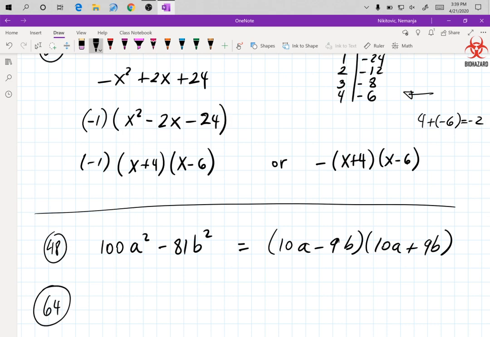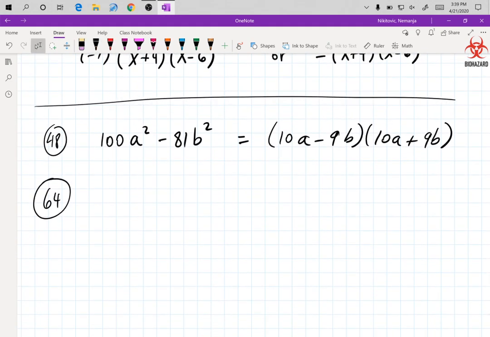64. No. We didn't do 6.5. We did 6.6. So let's take a look at another one of these. So 4x squared, that's problem 51. 4x squared minus 12x plus 9.